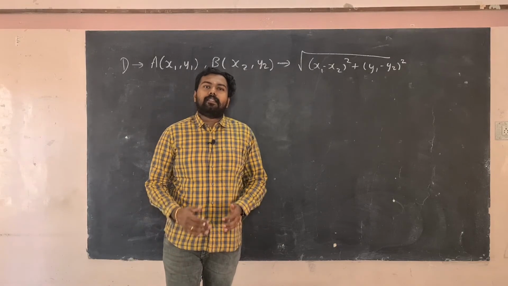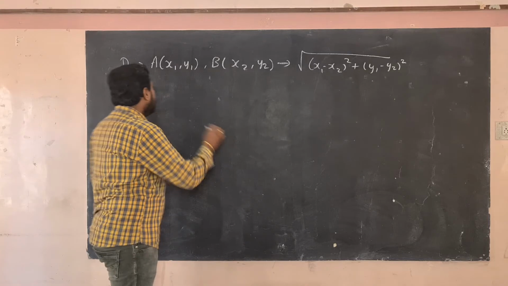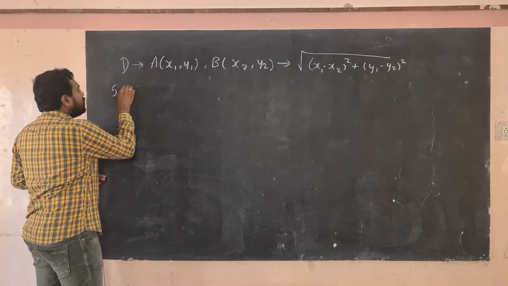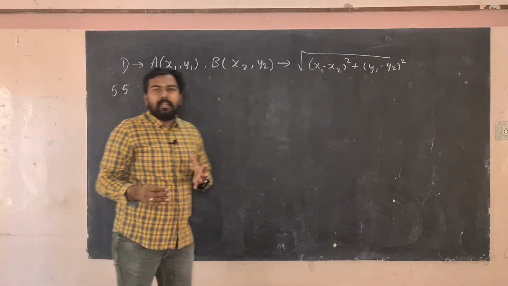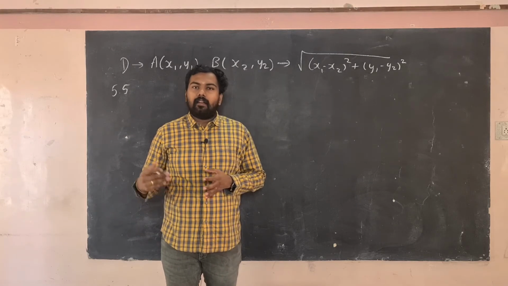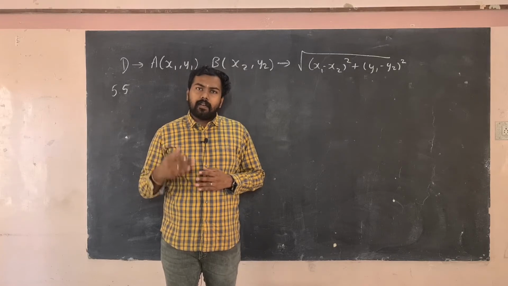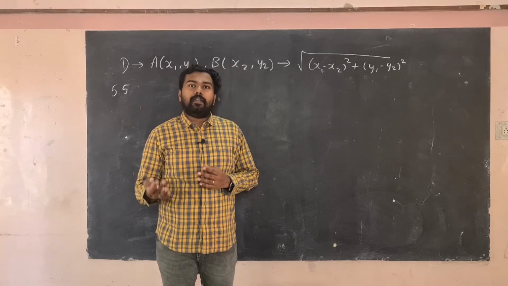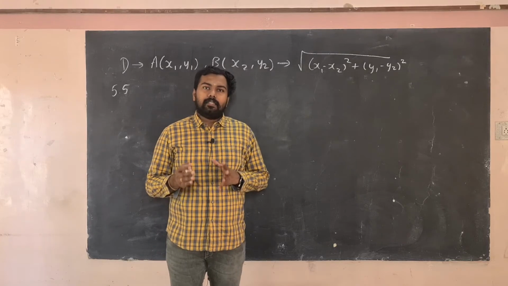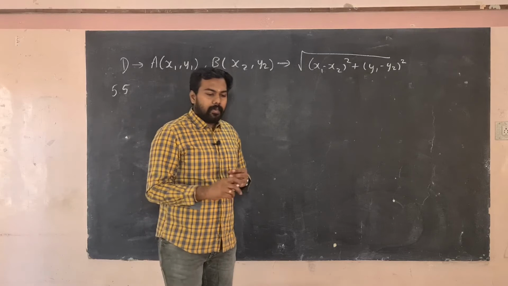So the first example which we are going to do today is example 5.5. What they have given in 5.5, show that 3 points lie on a straight line. Show that 3 points A, B, C lie on a straight line. What is that? How can we do that? If 3 points lie on a straight line, they are called as collinear. So this question is an application of distance, which is collinear. So let me do that.